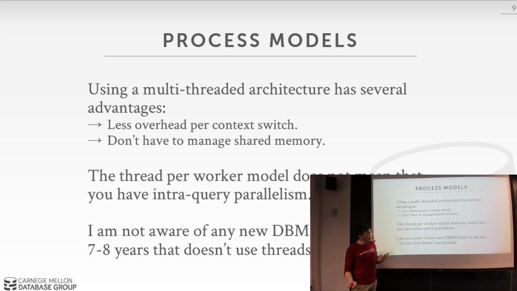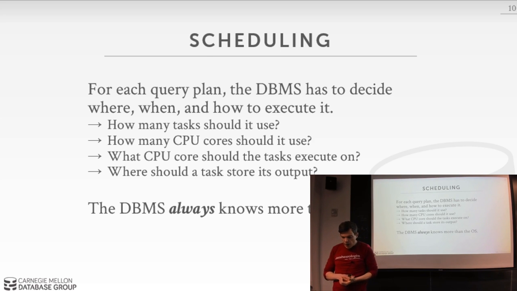Okay, so now that we have our process model, now we understand how the system can be architected, how the workers are going to execute. Now we got to think about how we're actually going to schedule our queries, or the tasks inside them. So for every single query plan that shows up, we're going to have to decide where, when, and how to execute it. So the how is how many tasks we should use for it, right? How much should we divide up the query and try to run the different parts of it in parallel? And then how many cores we should use to execute those tasks, because it's not a one-to-one mapping. You can have more tasks than cores, or more cores than tasks. Depends on what you want to do.